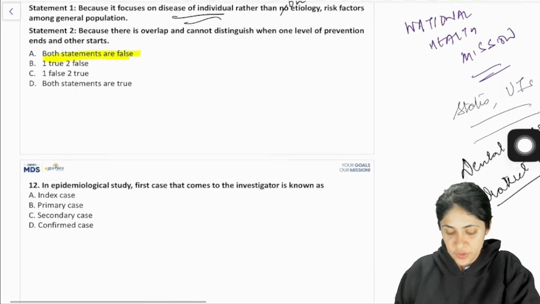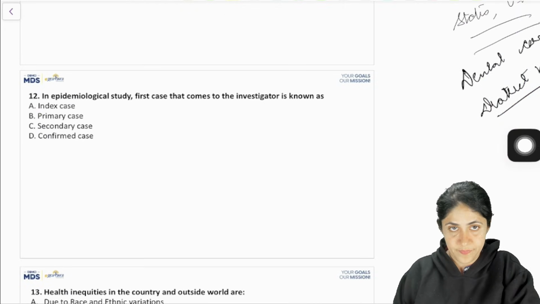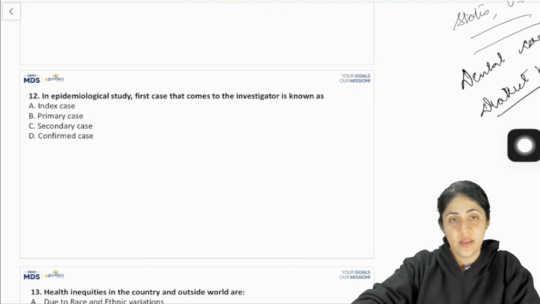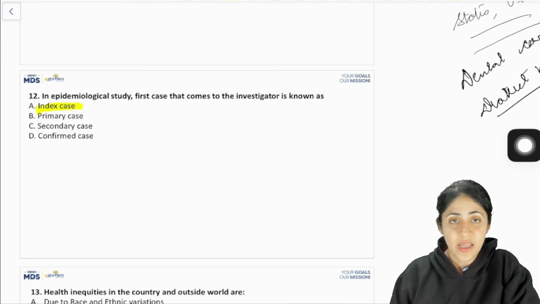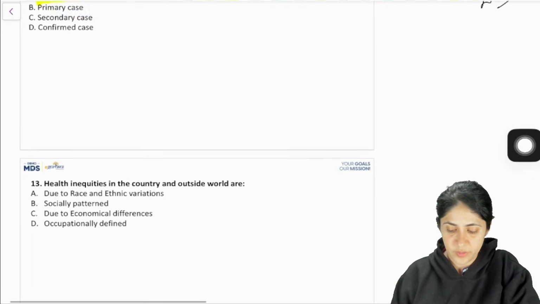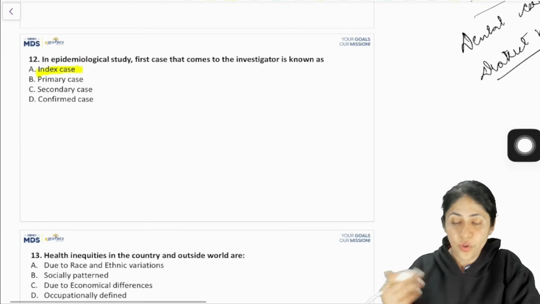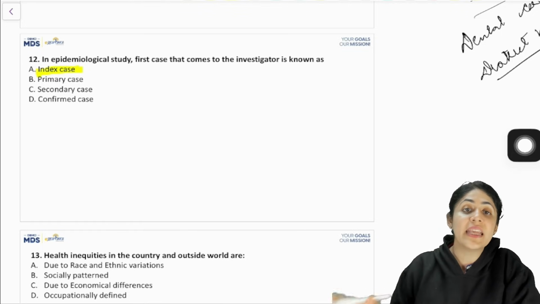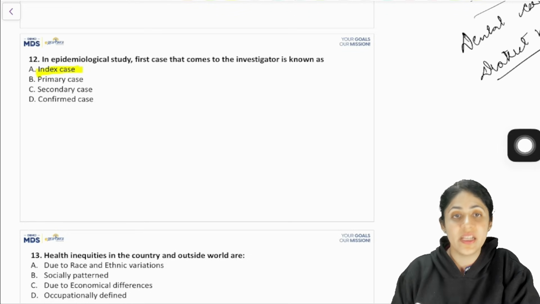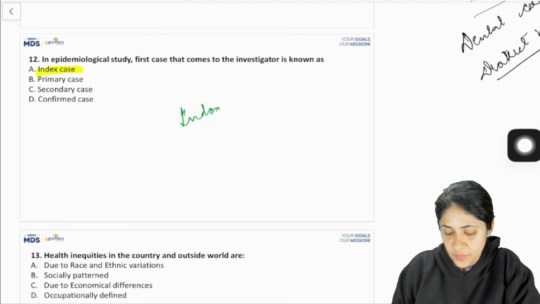Coming to the next question: in an epidemiological study, the first case that comes to your notice, what is that called? The first case that comes to the investigator is called the index case. It might not be the first case of the disease, but the first case which has actually been taken up in the epidemiological study will be called the index case.